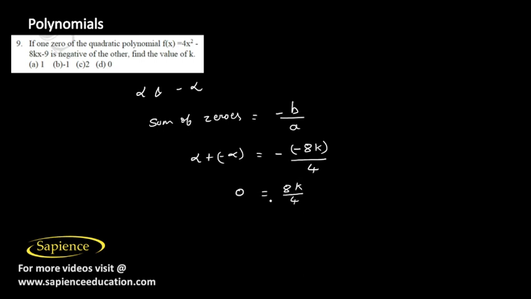The sum of zeros should be equal to minus coefficient of x by coefficient of x square. In this case, sum of the zeros will be 0. Alpha plus minus alpha is equal to minus of coefficient of x, which is minus 8k, divided by coefficient of x square, which is 4. So alpha minus alpha will become 0 and this will be 8k by 4. So k is equal to 0 into 4 by 8. K is equal to 0. So the correct option is D.